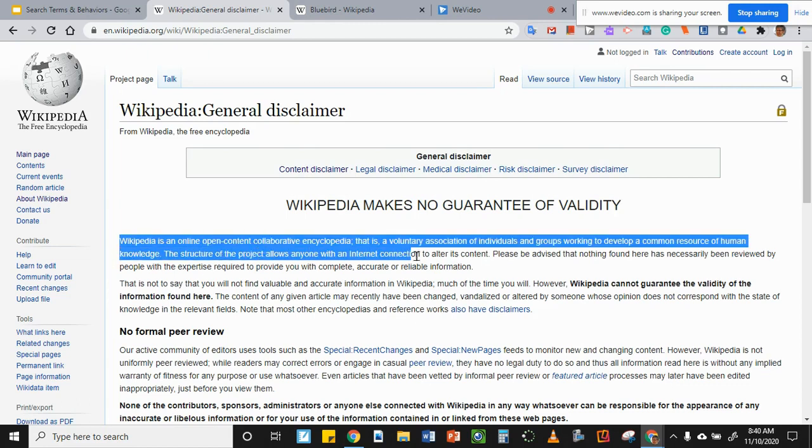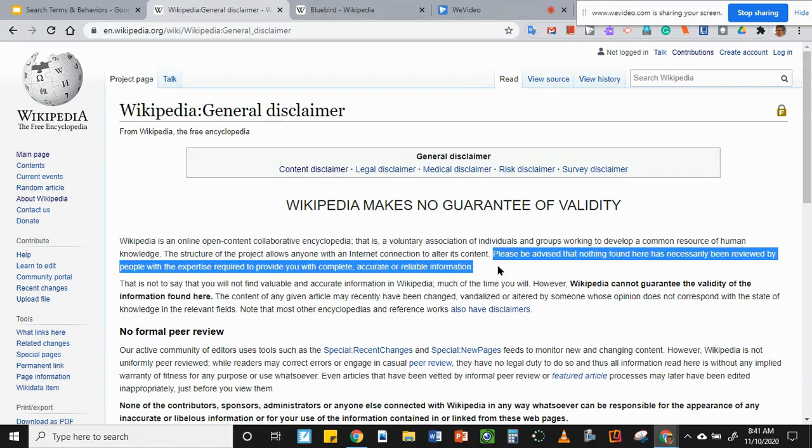There's a little disclaimer that goes a little further. Wikipedia is an online open content collaborative encyclopedia. That is a voluntary association of individuals and groups working to develop a common resource of human knowledge. The structure of the project allows anyone with an internet connection to alter its content. Please be advised that nothing found here has necessarily been reviewed by people with the expertise required to provide you with complete, accurate, or reliable information. So Wikipedia tells you right up front, we can't guarantee that this information is correct.